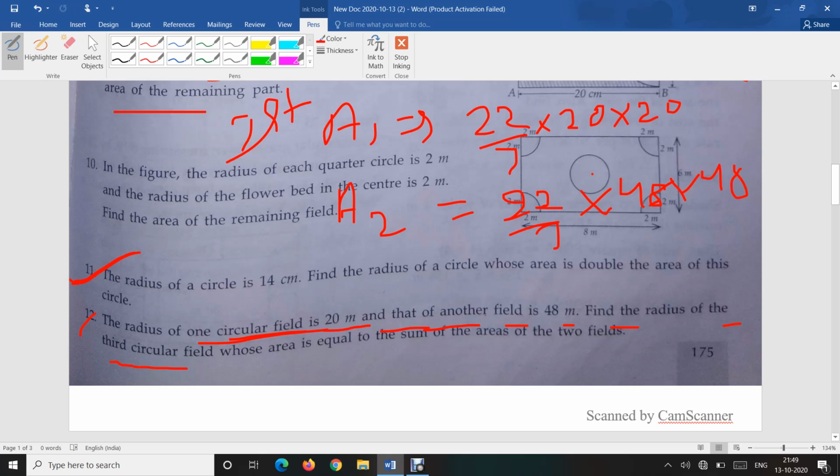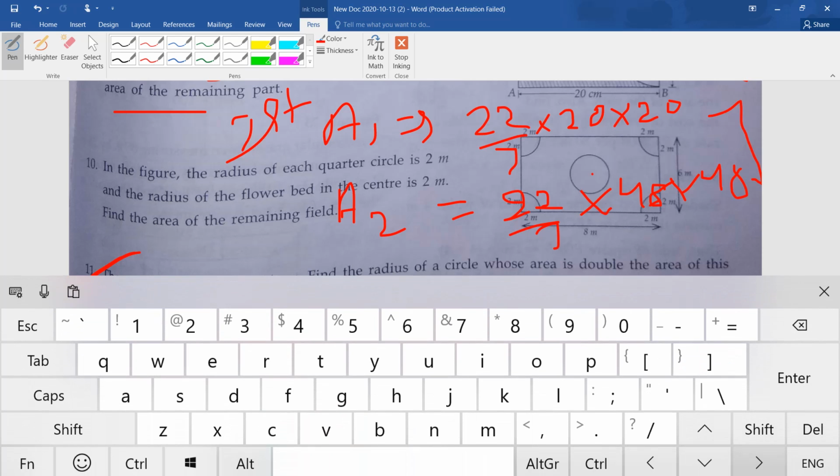Find the radius of the third circular field whose area is equal to the sum of the areas of these two fields. So you can add these two areas after solving that, and this will be the area of the third circle. From there you can find out the radius by putting the area of the circle in the formula for the area of a circle. So in this way you will find the answer. Hope you understand this question also.